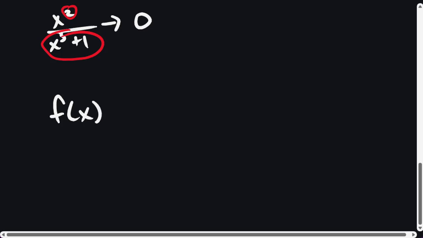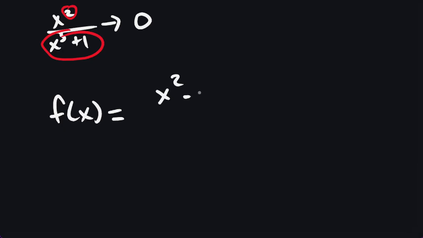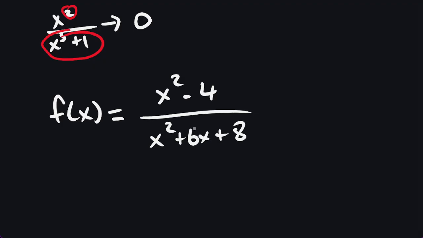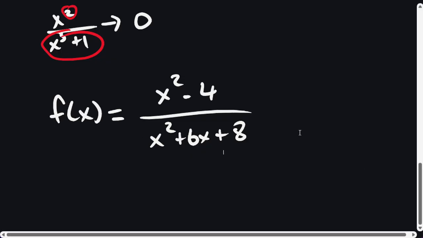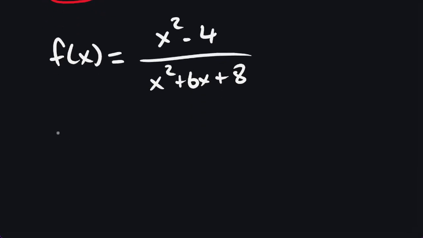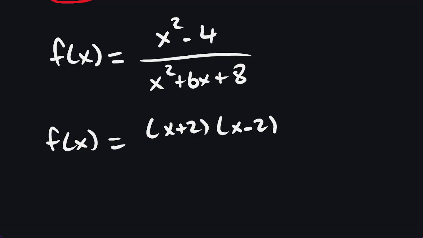Let's say we have a different function, f of x equals x squared minus 4 over x squared plus 6x plus 8. So this is a rational function, and what we're going to do is actually just simplify this by factoring. So in the numerator, x squared minus 4, that's a difference of squares. So this comes out to x plus 2 times x minus 2.